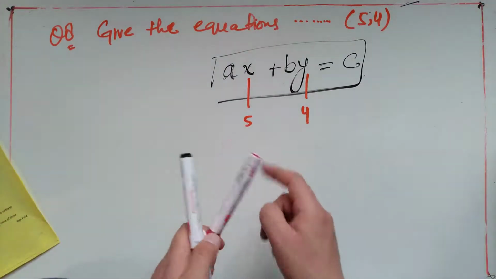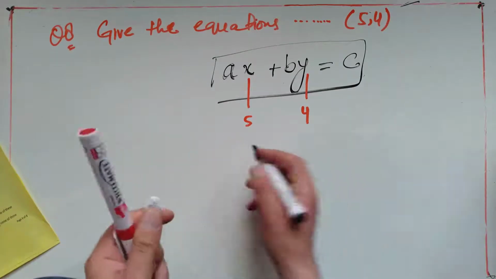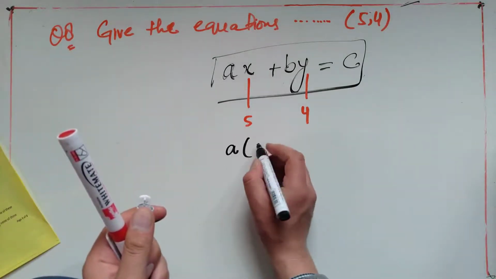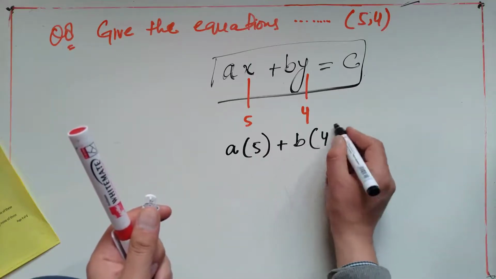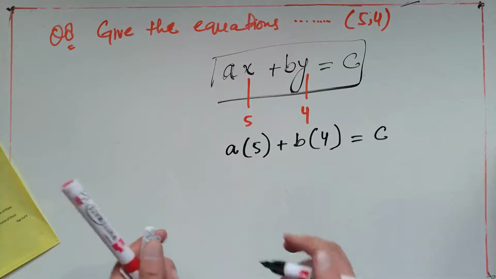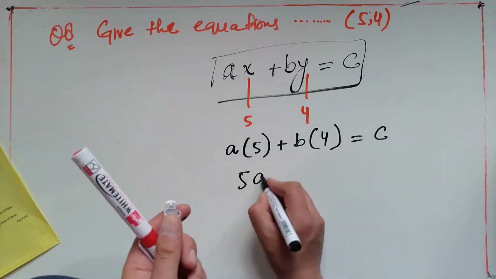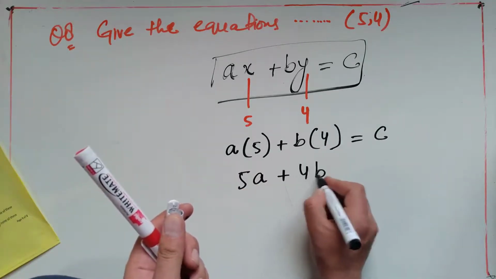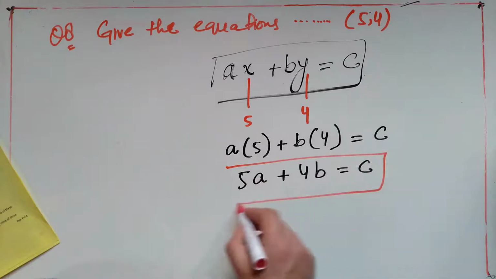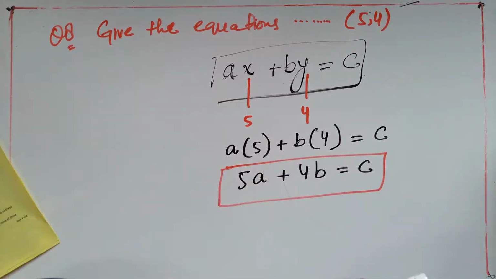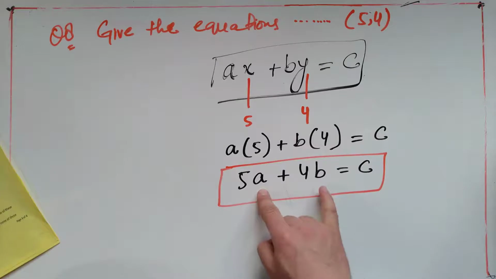So if we write this in this manner, you will get an equation something like this: a into 5 plus b into 4 equals c, or simply 5a plus 4b equals c. Now this is the general equation of those infinitely many lines. You can substitute infinitely many values for a and b and they will give you infinitely many different lines.